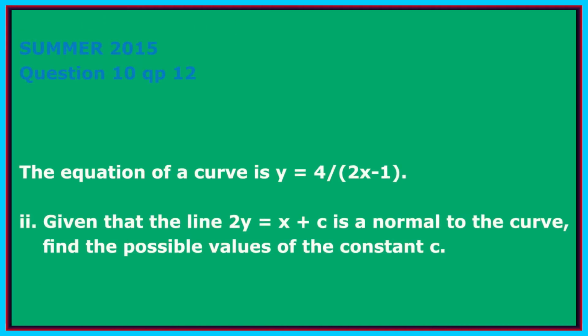Question 10, QP12, summer 2015. The equation of a curve is y is equal to 4 over 2x minus 1. Given that the line 2y is equal to x plus c is a normal to the curve, find the possible values of the constant c.